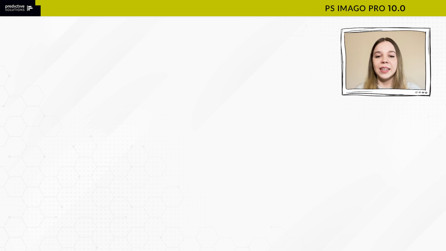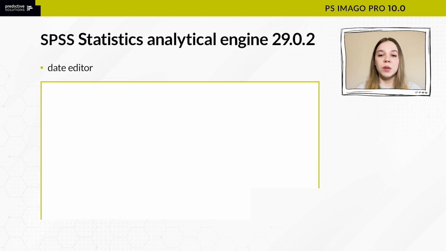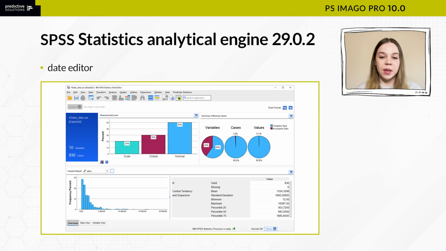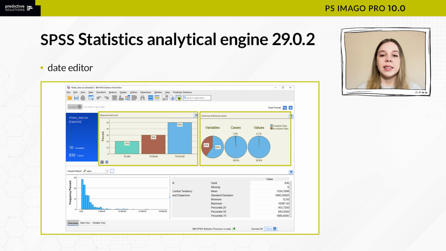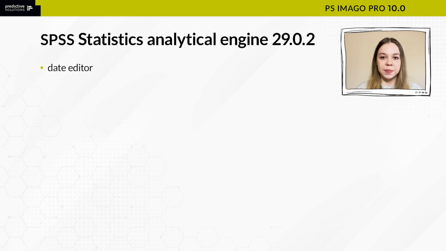And what can we find in the new version of the SPSS Statistics analytical engine 2902? I draw particular attention to the data editor within the overview functionality. It facilitates a holistic view of the data, providing basic information about the collection, variable types, levels of measurement, or missing data. It also facilitates access to detailed information for individual variables in the form of graphs and summary statistics.